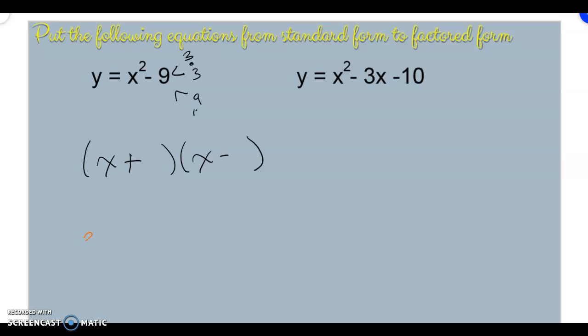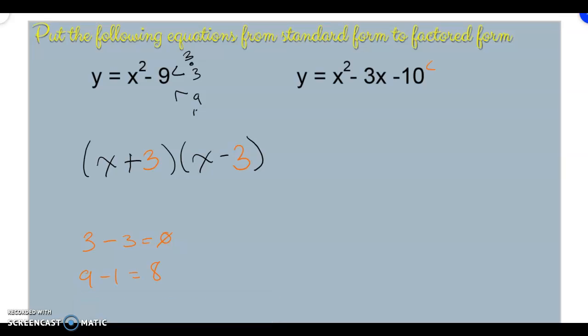If I factor these out, if I do 3 minus 3, that will give me 0. That means my x's in the center will cancel out. If I did 9 minus 1, that would only be 8x in the center. So I know that this has to be positive 3 and negative 3.